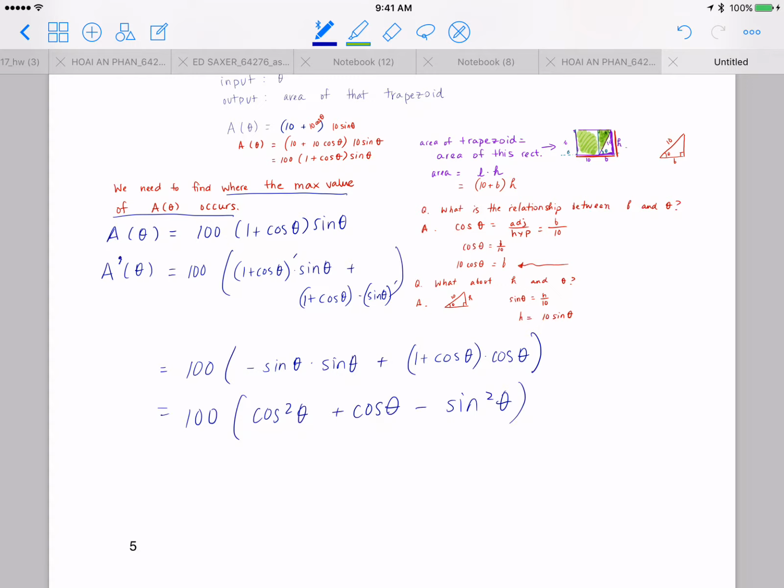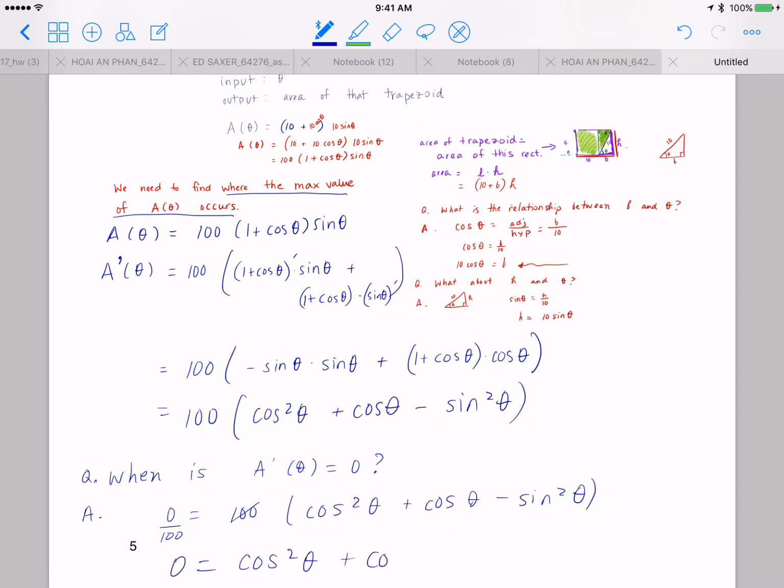Now, since I'm looking for critical points, I need to solve the following question. When is A prime of theta equal to 0? All right, so that's my new question. And the answer is, well, we need 0 equal to 100 times cosine squared theta plus cosine theta minus sine squared theta. Okay, we can cancel out the 100. It doesn't matter, right? Divide both sides by 100. We still get the same thing. 0 equals cosine squared theta plus cosine theta minus sine squared theta.